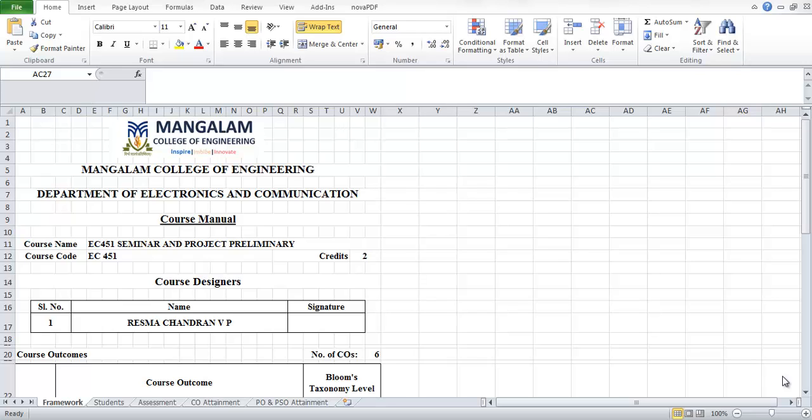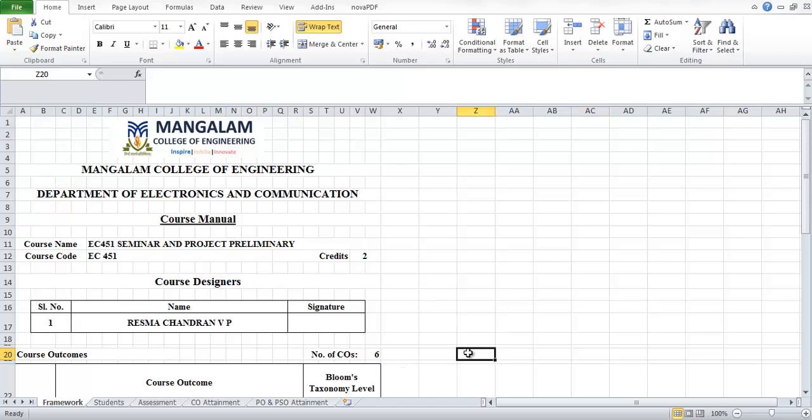Hello everybody. Next we are going to look at how to obtain the attainment sheet for seminar and project preliminary of the S7 semester. The credit for the subject is 2. We write the name of the designer. The number of COs we have selected for our department is 6.